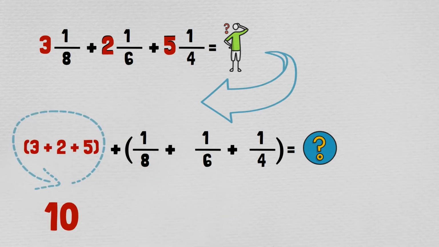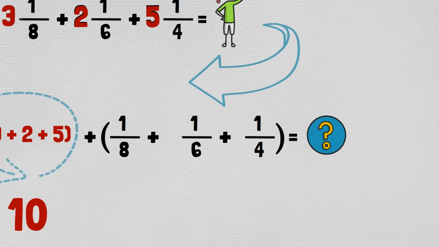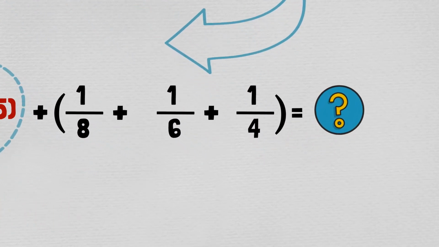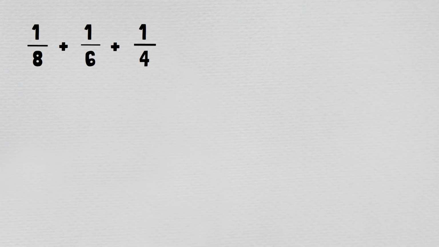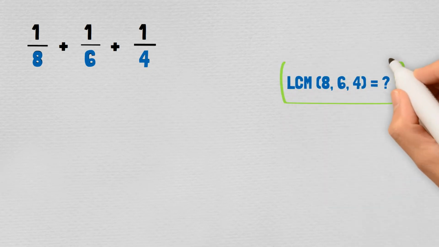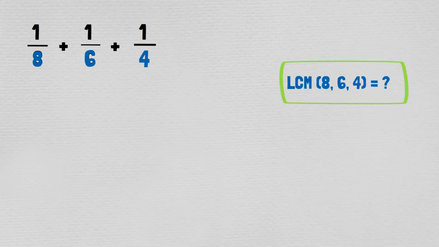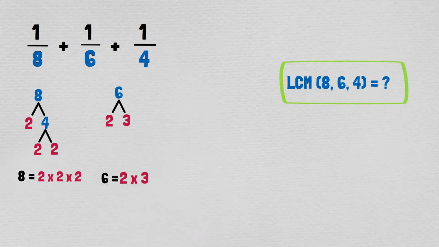Easy enough. As we can see, all fractions in the second parentheses are unlike fractions because they have different denominators. In order to be able to add them, we need to find their common denominator. Using the prime factorization method, let's break down each original denominator into its prime factors. 8 equals 2 times 2 times 2. 6 equals 2 times 3. 4 equals 2 times 2.